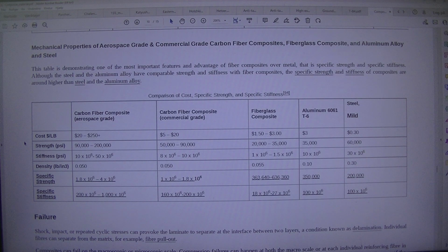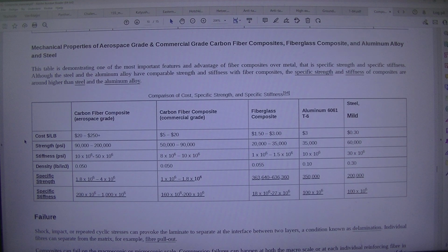Mechanical properties of aerospace grade and commercial grade carbon fiber composites, fiberglass composite, and aluminum alloy and steel. This table is demonstrating one of the most important features and advantages of fiber composites over metal: that is specific strength and specific stiffness. Although the steel and the aluminum alloy have comparable strength and stiffness with fiber composites, the specific strength and stiffness of composites are much higher than steel and the aluminum alloy.